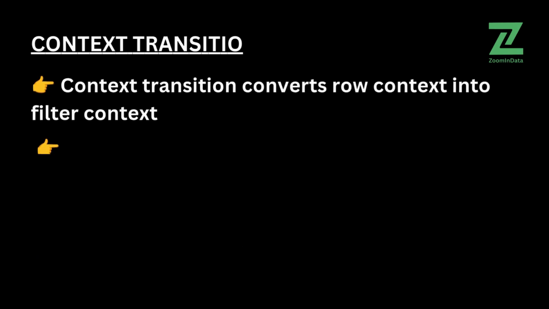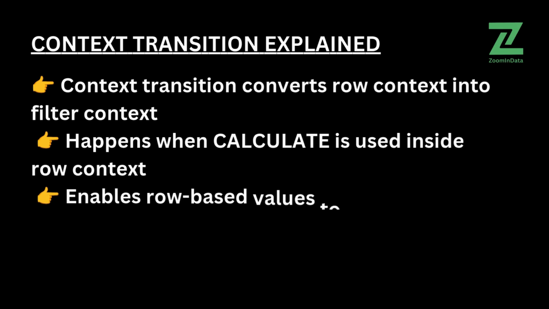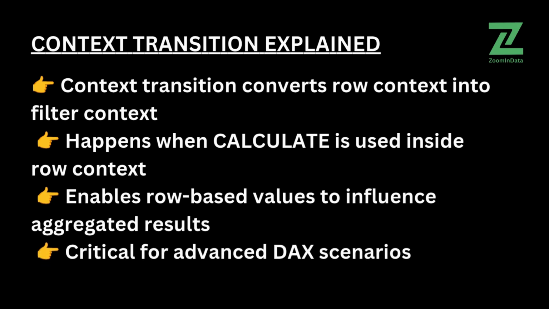Context transition is the process of converting row context into filter context. This happens when the calculate function is used within a row-based calculation. It allows the values from the current row to influence aggregated results. Context transition is a critical concept for building advanced DAX formulas and understanding how calculations behave.